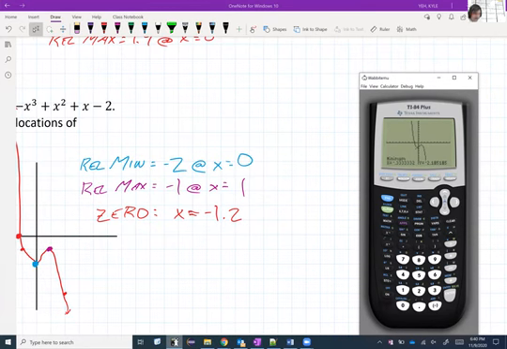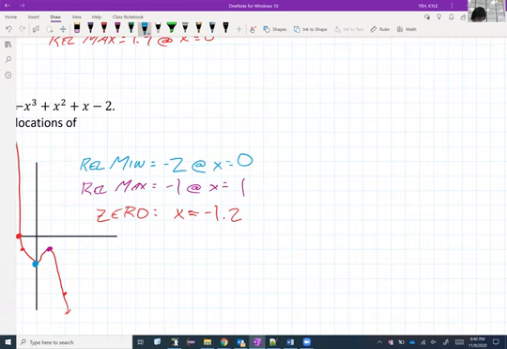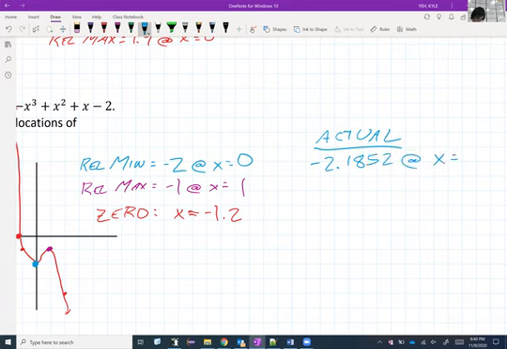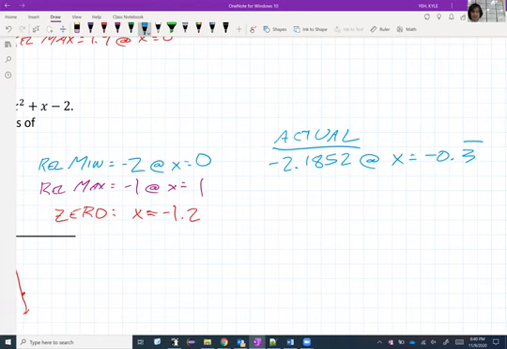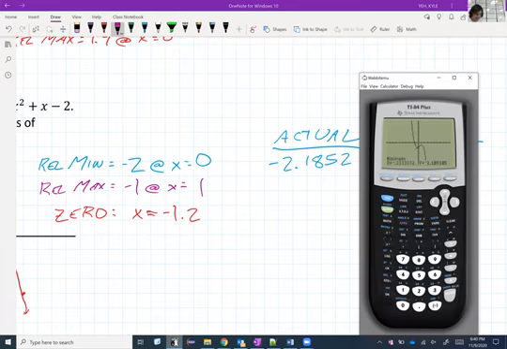So pretty close with our approximation, but if you want to use the calculator, go for it. Notice that it's also at negative 1/3 for that x value. So I'm going to grab blue and say it's actually negative 2.1852, and it occurs at x equals negative 0.3 repeating. Which again was pretty close to our approximation. I don't feel too bad about that. Just for an estimate. Let's try the max.